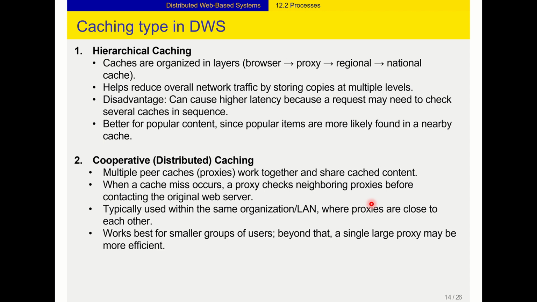So for the caching types, now let us talk about the caching types in the distributed web-based system. Caching is one of the ways to ensure high performance and availability of distributed web-based systems. So there are two ways to ensure availability for the distributed web-based system. First, caching. Second, replication. So for the first way, caching, there are two types, which are hierarchical caching and also cooperative caching.